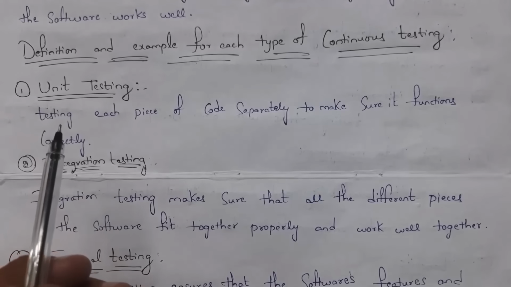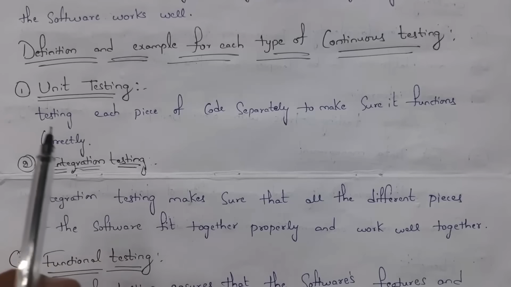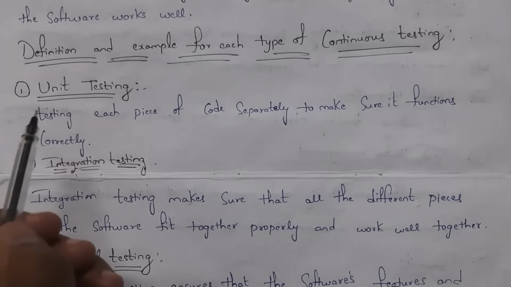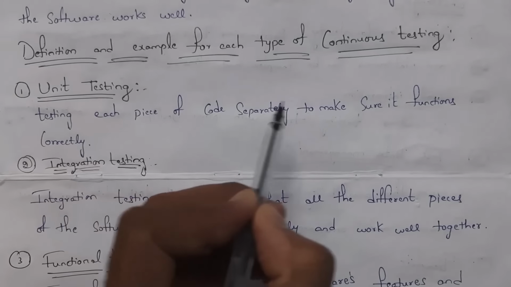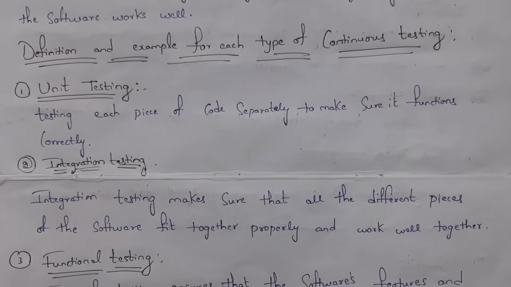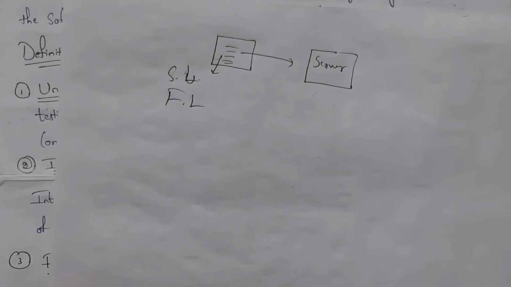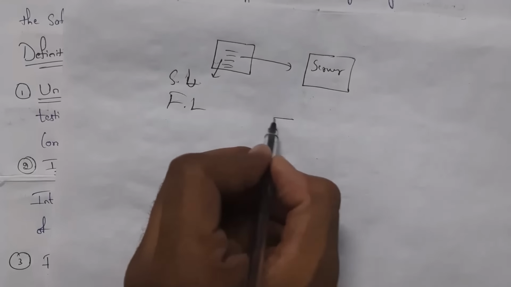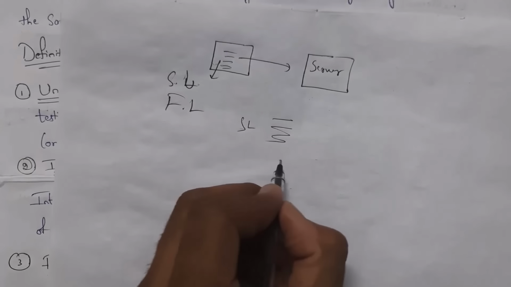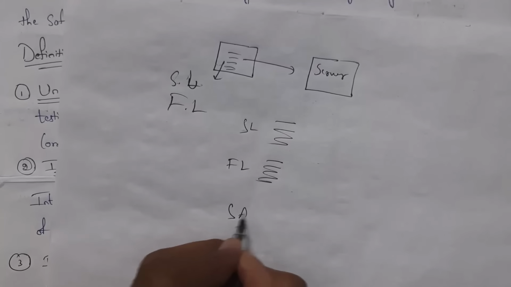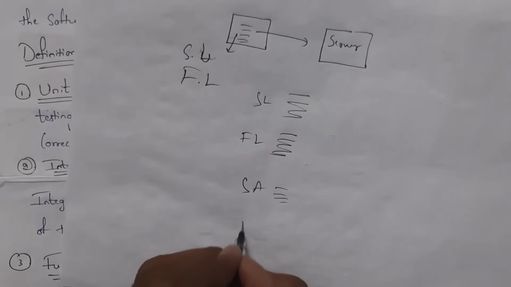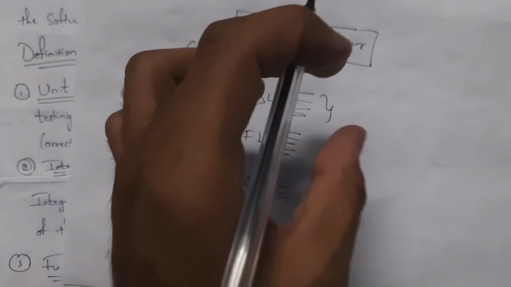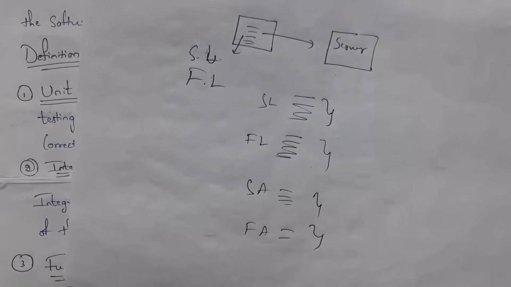Guys, there are various kinds of testings in this continuous testing. And the first one is unit test. Testing each piece of code separately to make sure it functions correctly. Guys, unit test is nothing but testing each part of code separately. For example, I am developing college website. In that college website, I wrote code for student login form. I wrote code for faculty login form. I wrote code for student attendance form. I wrote code for faculty attendance form. So testing each piece of code separately is known as unit test.